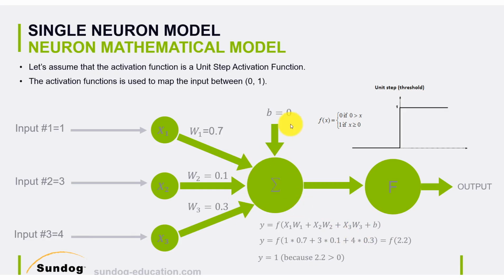Afterwards, we're going to apply the bias. Here I'm assuming the bias is 0, which is why I ignore it. Before applying the activation function, the value here is 2.2. Then I apply the activation function. Since the input to the activation function is 2.2, which is more than 0, we set the output to 1. That's why the output is equal to 1. In a very simple form, that's how we model one single neuron using a unit step activation function.